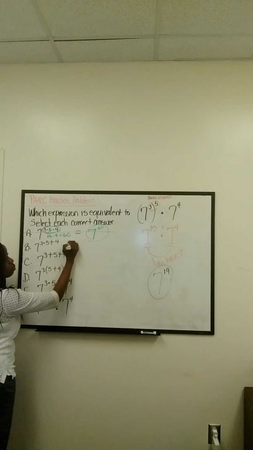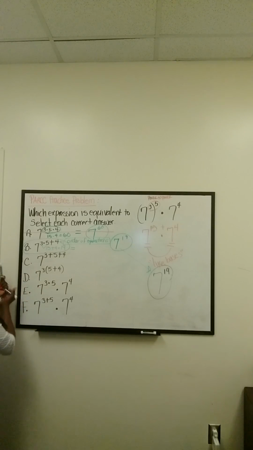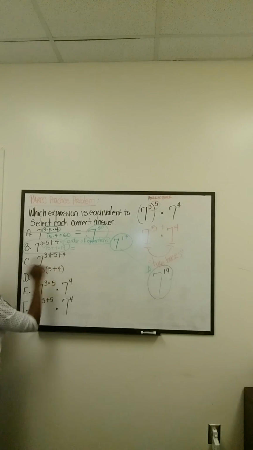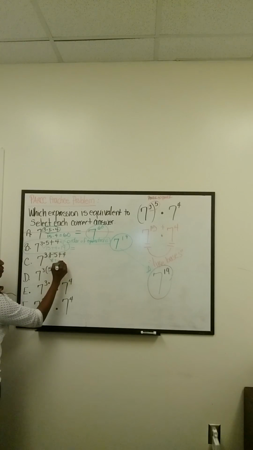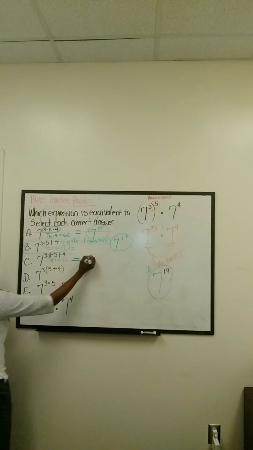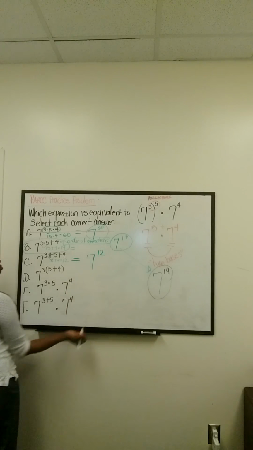So let's look at C. C is now 7 being raised to the 3 plus 5 plus 4. So this is our exponent expanded. So we have 3 plus 5, which is 8. 8 plus 4 is 12. Therefore, the result is 7 to the 12th. It doesn't match because it's not 7 to the 19th, so we're going to eliminate this choice as well.